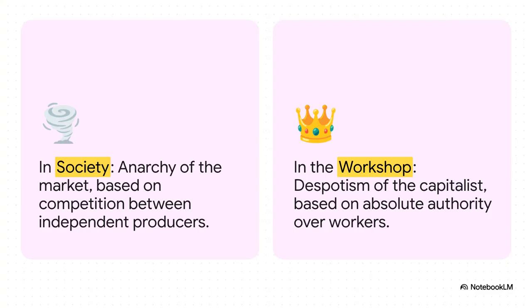Marx lays out this incredibly sharp contrast. You look out at society as a whole, and the division of labor looks like anarchy. It's the chaos of the market, right? All these independent producers competing with prices going all over the place. But then, you step inside the workshop and it's the absolute opposite. It's pure despotism. A rigid, ironclad plan forced on the workers by the absolute authority of the capitalist. The workers are just cogs in that machine.